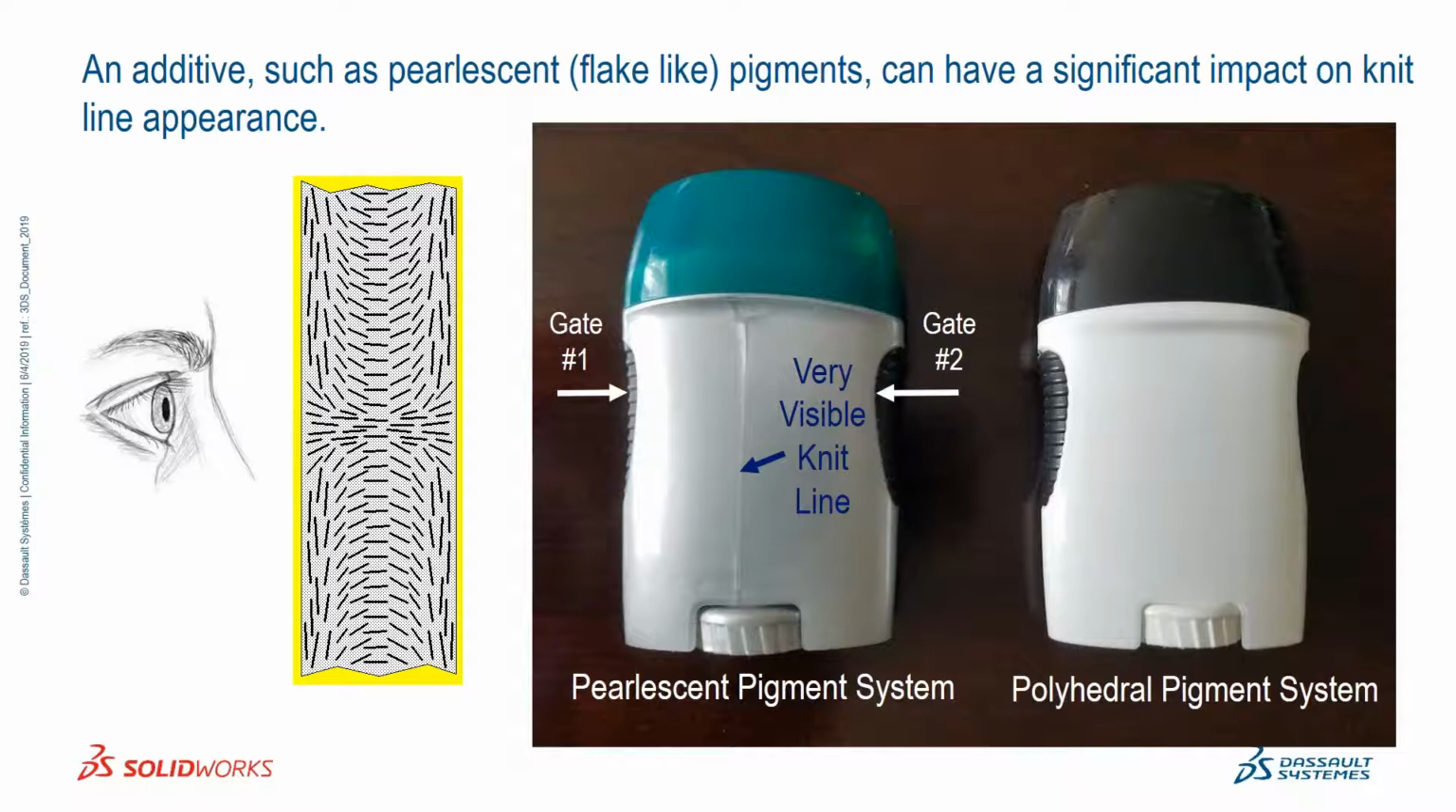It's hard to predict up front, but just be aware that certain pigment systems can create very visible weld lines, because again, we're not seeing through the thickness of the part. The part on the right is compounded with what we'll call a polyhedral pigment, which effectively has a length, width, and thickness that are all very similar. So the orientation of the pigment is not a factor.